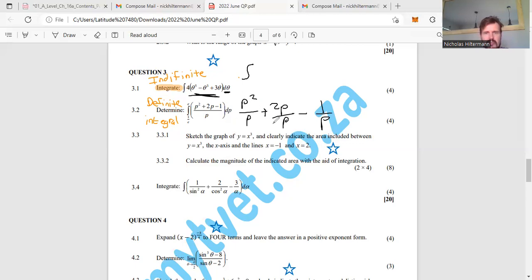So if it's over a single value, you can separate them into each individual one over that value, right? So p squared over p is just p. 2p over p is just 2. And 1 over p. So I'm actually finding the integral of this dp.